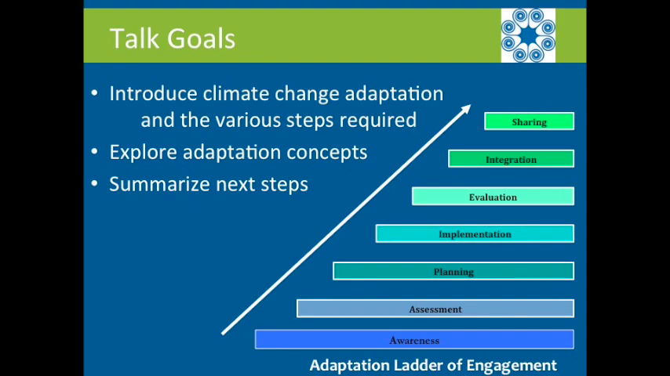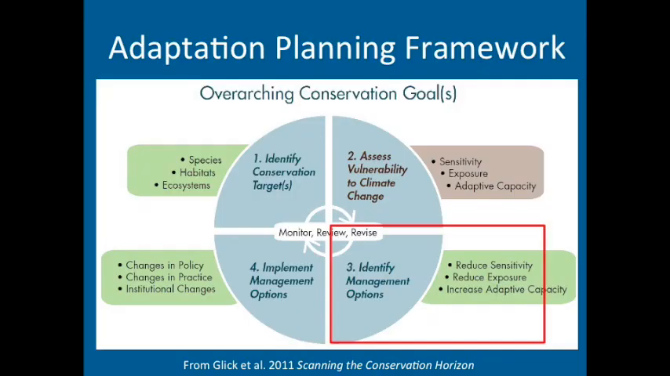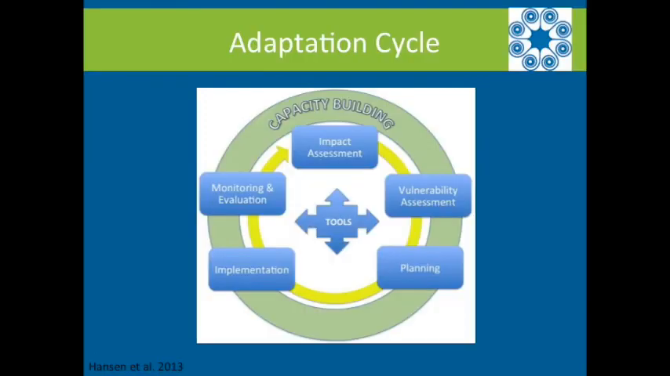Last year, the year before, a really long time ago, we had a meeting at the Cal Academy, and we talked about this first box, which was when we were starting the vulnerability assessment process. And now we're moving on to the third box, which is identifying the management options, which is what adaptation is really all about. Another way to think about the adaptation cycle is something like this, because it really is all of the pieces in it.